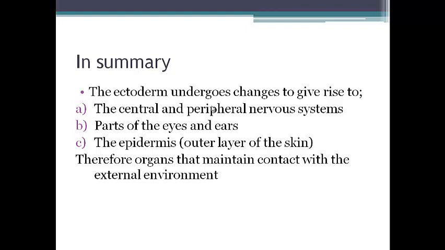And the ectoderm, even though we haven't gone into the specific details of how this happens, also gives rise to the epidermis, which is the outer layer of the skin. Hopefully you know, or we'll find out at some point, that the skin is actually made of two layers, an outer layer called the epidermis and an inner layer called the dermis. So only the outer layer of the skin comes from the ectoderm.